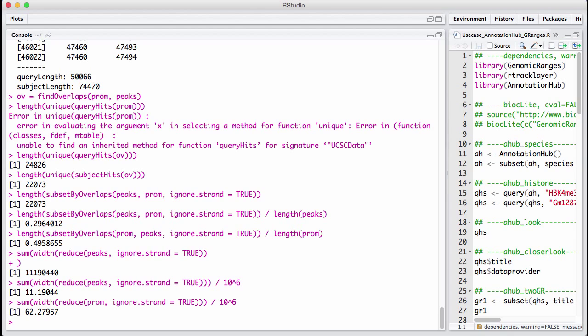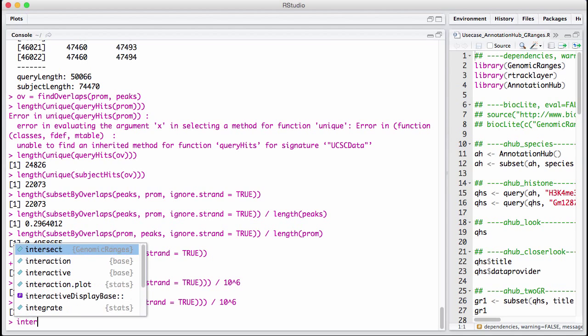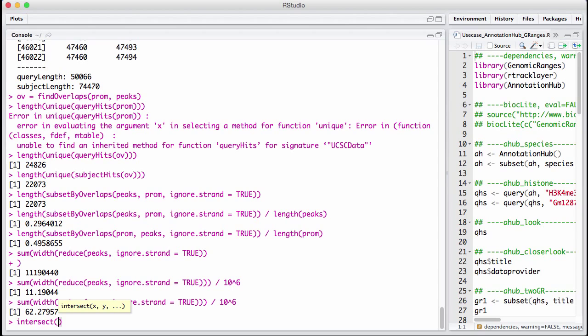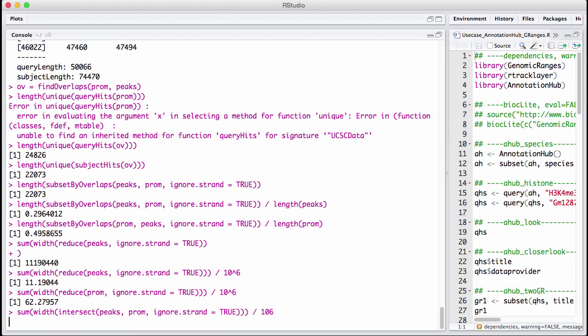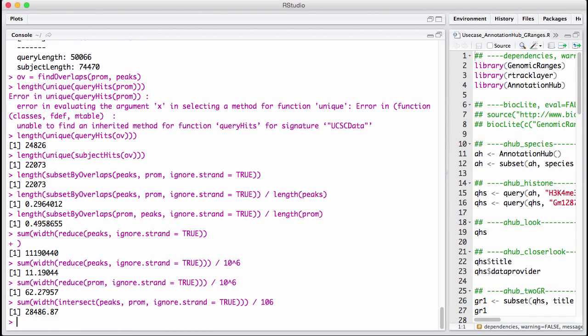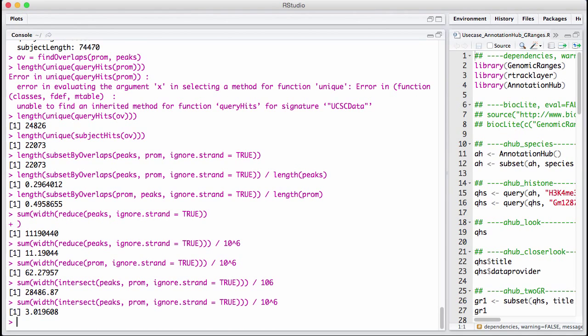And how big is the overlap? So here we take the intersection of the peaks and the promoters, and we ignore the strand again. And we take sum, width, and divide it by a million. That seems to be wrong. I'm not divided by a million, I'm divided by 10^6. 3 megabases. So all of this is like small parts of the genome, right? 11 megabases, 62 megabases, 3 megabases.